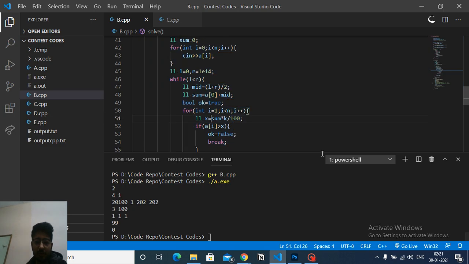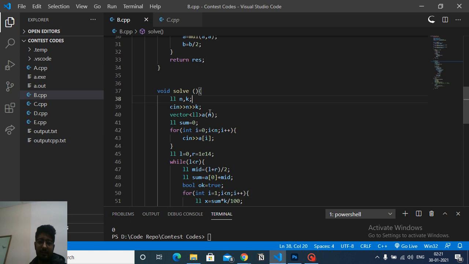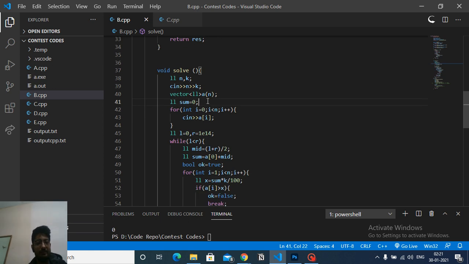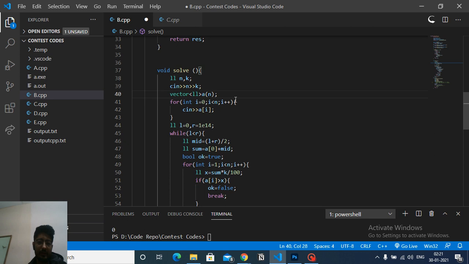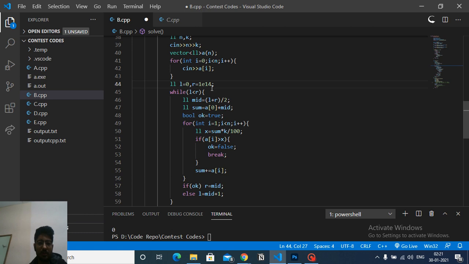I'll take it on to the code part now to make it even more clear. So this is the input of n and k, make everything long. Then this is the total summation, we actually don't require it. Then take the input of all the elements. So this is from 0 till a very large number, 10 to the power 14. You can also make it 10 to the power 15, whatever you want. Just don't make it 10 to the power 18, because then you have to add that number to this, because this is a of 0 plus mid.